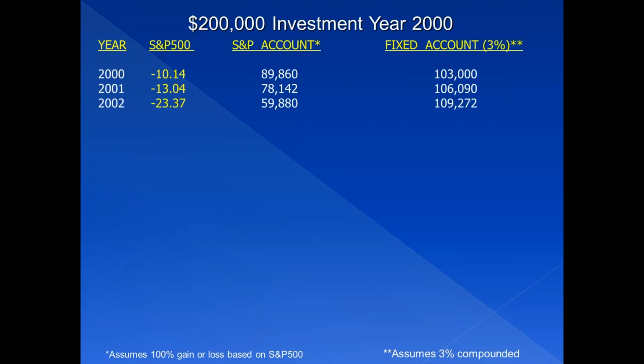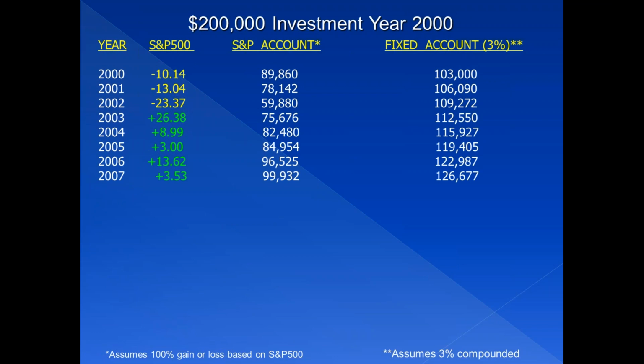Well, we all know the first 3 years, 2000, 2001, the S&P took some very hard hits, and that original $100,000 invested in the S&P is down to $59,000, and the fixed account at 3% has grown to $109,000. So what has to happen when you lose money in the market? You need some good market years to get it back, and by golly, it worked. From 2003 through 2007, the market did nothing but grow, and they're back to $99,932, almost where they started. The fixed account at 3% is at $126,000.